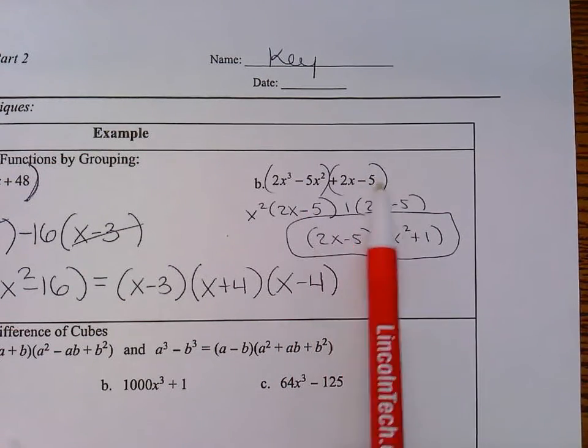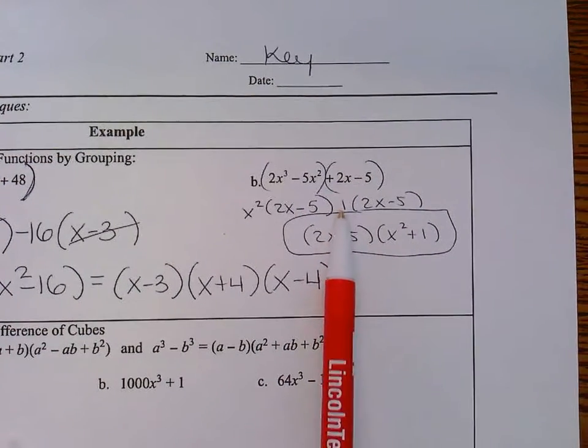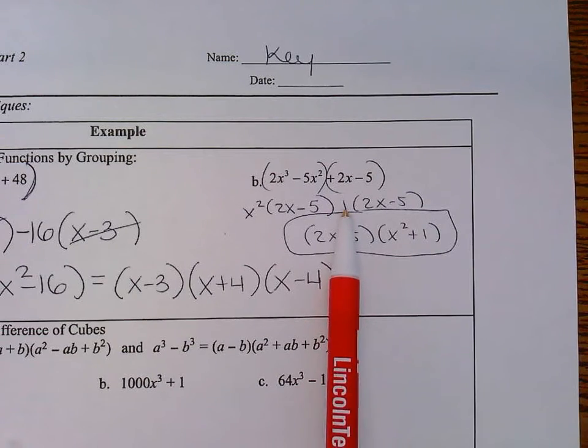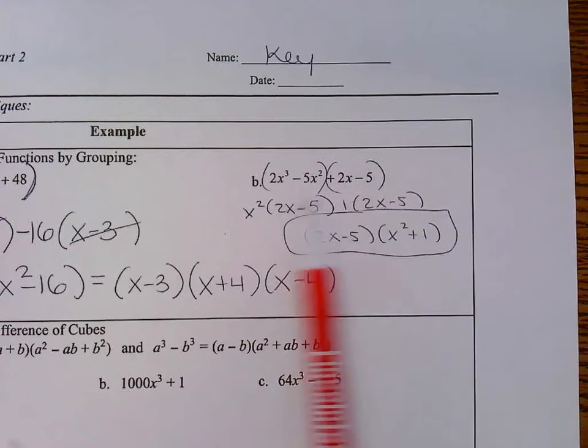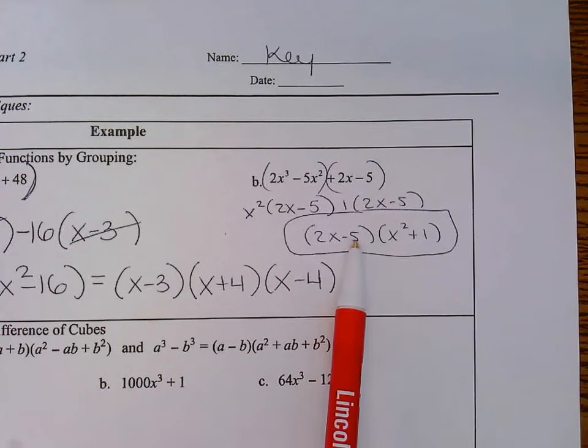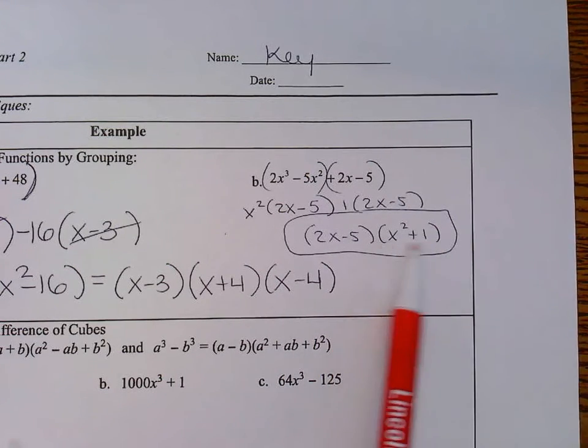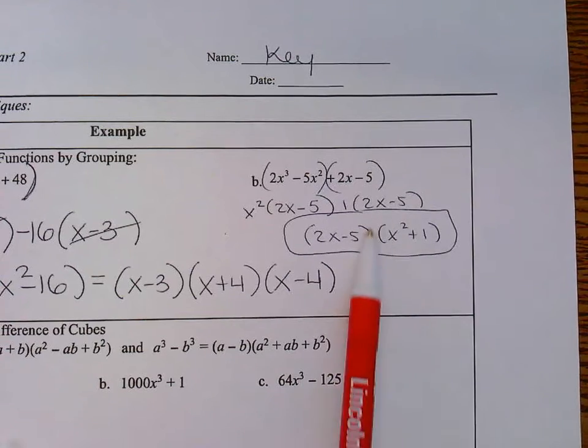All right, so I factored out an x squared, got 2x minus 5. Here, the greatest common factor was just 1. So I put a 1 there as a placeholder, greatest common factor, 2x minus 5. They both came out as 2x minus 5. So 2x minus 5 times x squared plus 1 is my final answer.